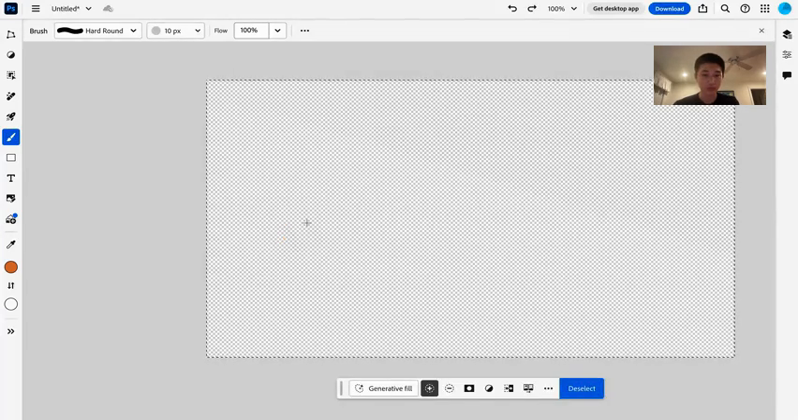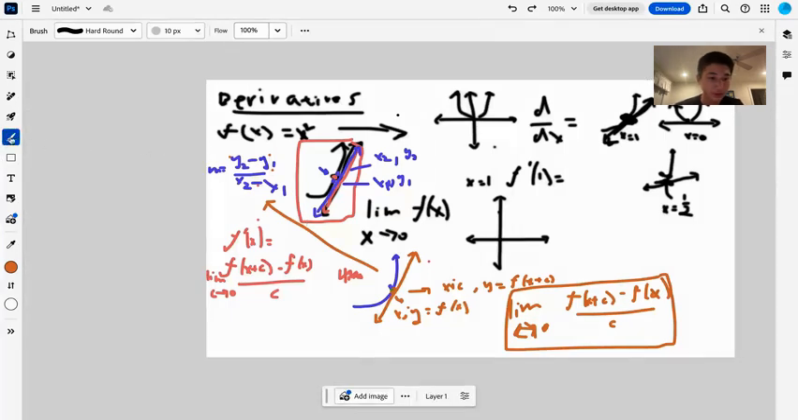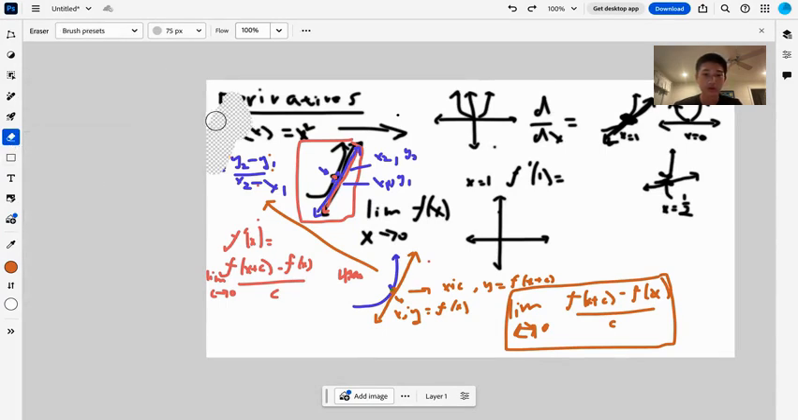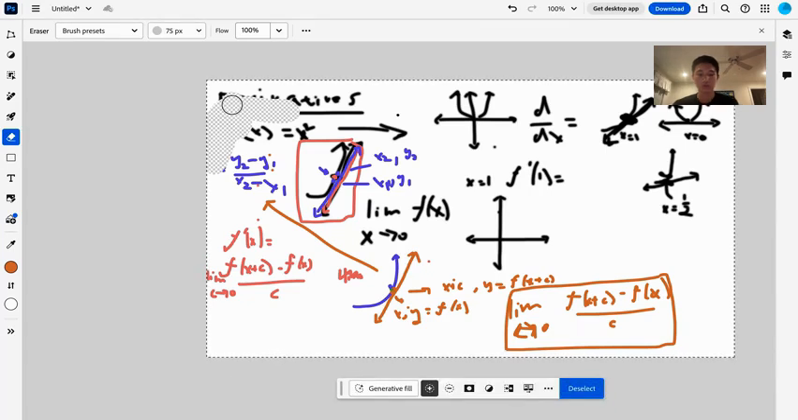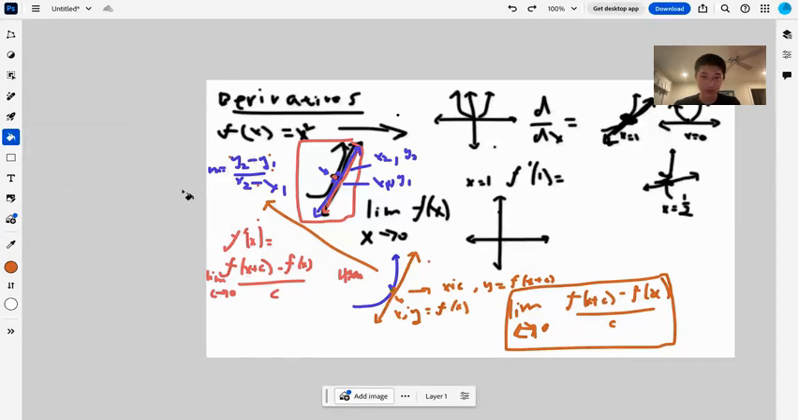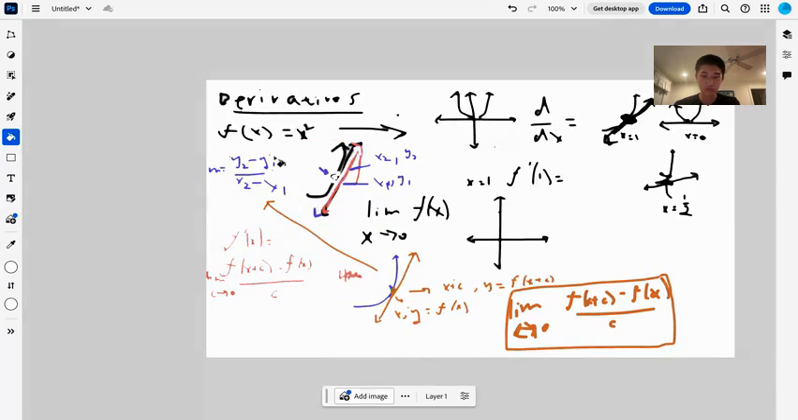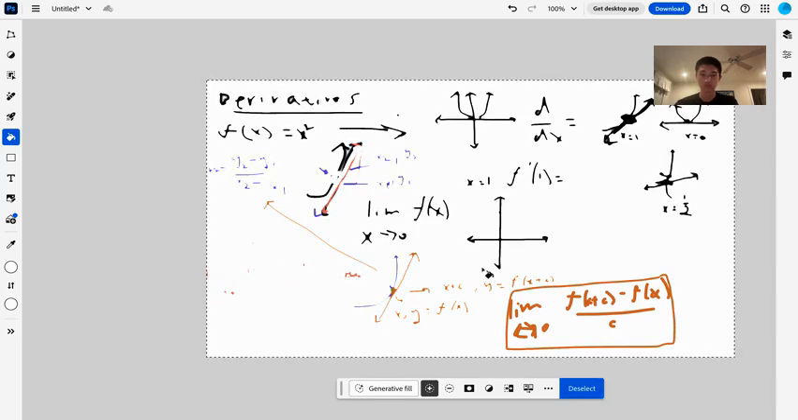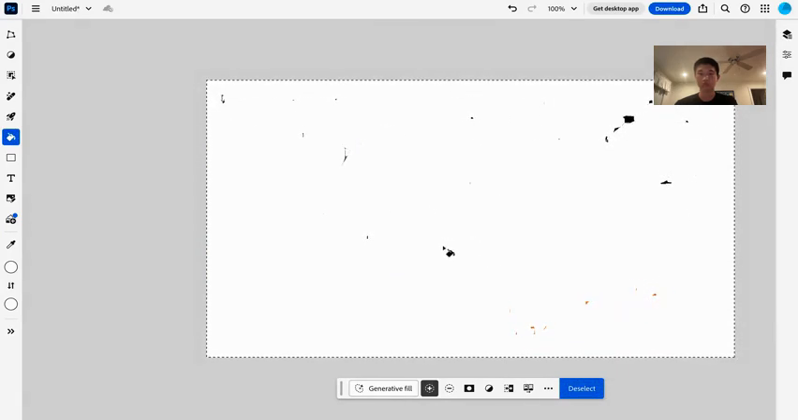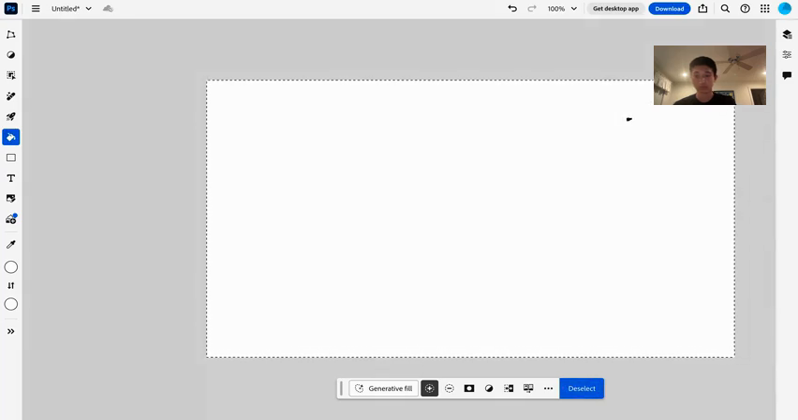One sec. Let me just clear everything. Brush. I think it might be just easier if I fill everything white. Yeah, it should be good.